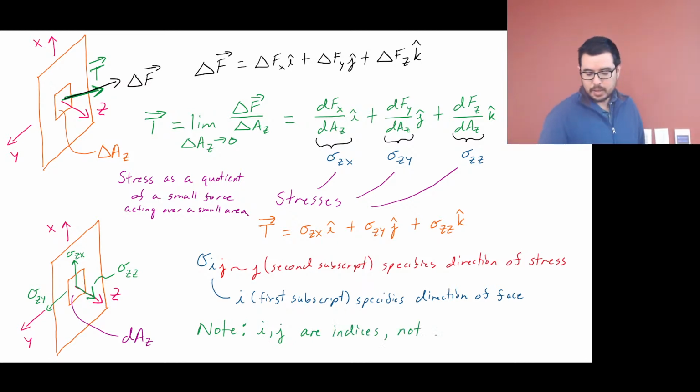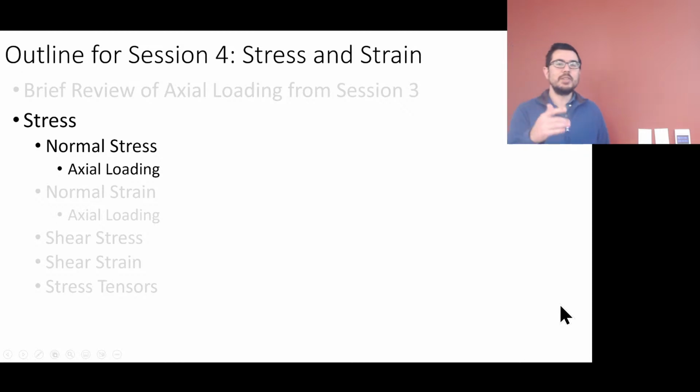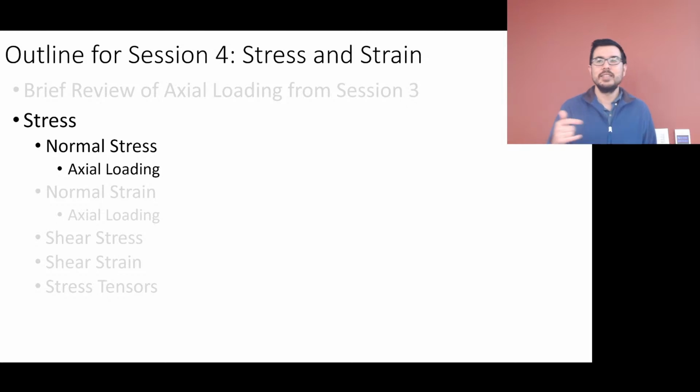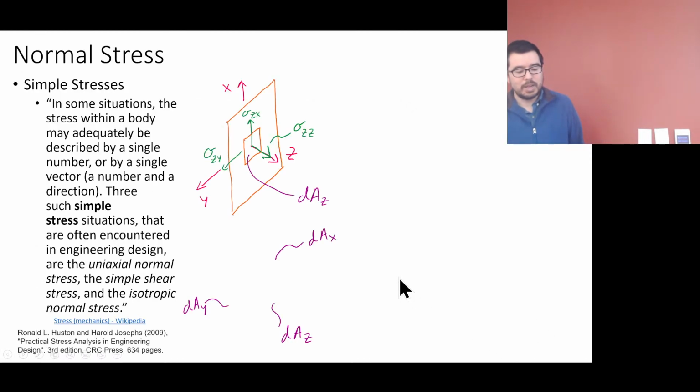A note here: when I said sigma sub ij, that doesn't mean that they're i hat, j hat. I could have done sigma sub AB, but that's not really what people use. If you look in the mechanics notes, they're typically using i's and j's, not x and y. x and y would be confusing, right? I could have done m and n, that would have been okay probably. So let's talk about normal stress.